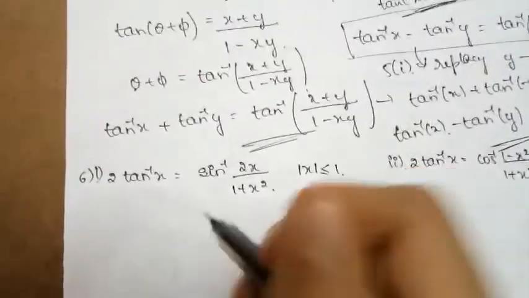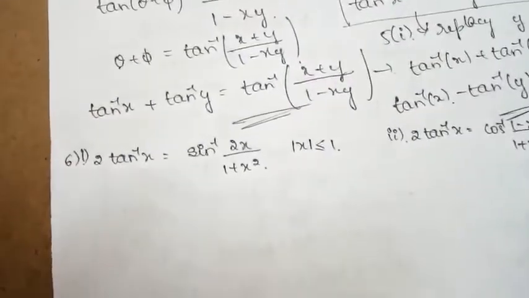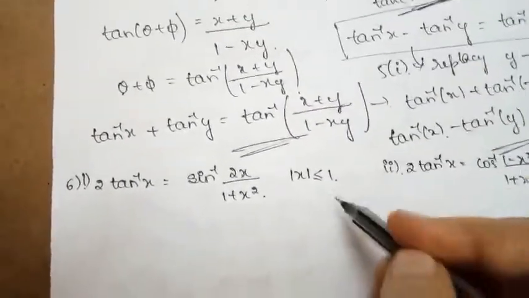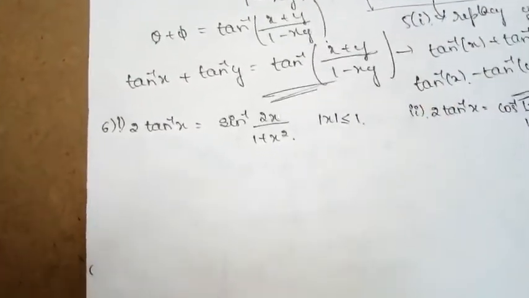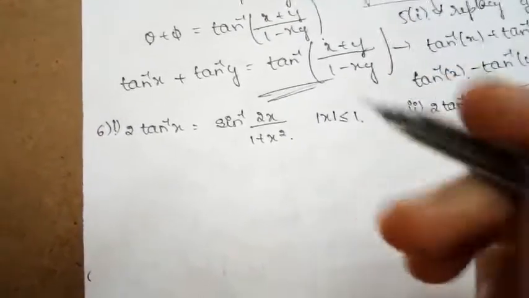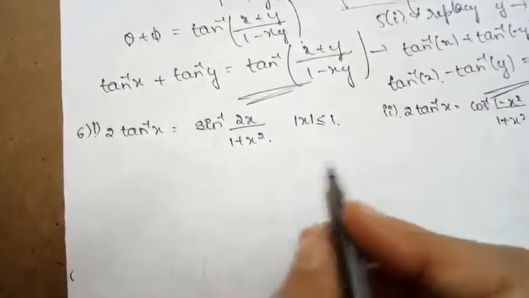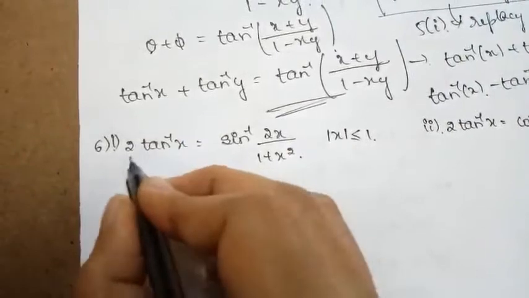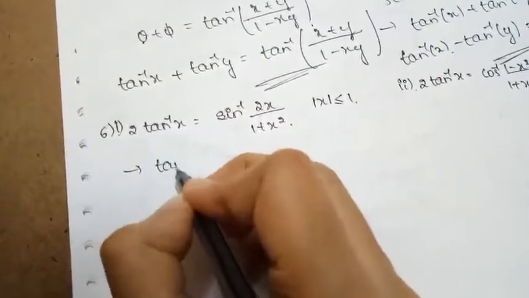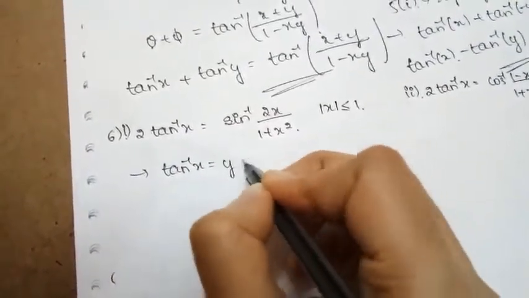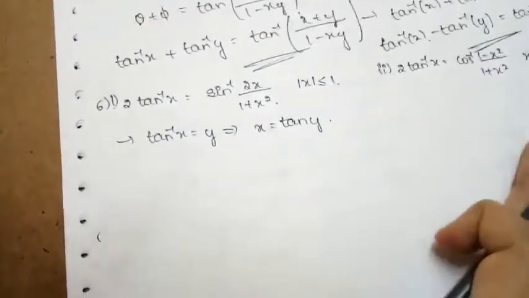The next property is like this: 2 tan inverse of x is equal to sine inverse of 2x divided by 1 plus x square, when mod x is less than or equal to 1. I think by looking at this, one of the identities might flash into your mind. You can pause the video and think, and after that you can play the video. So 2 tan inverse of x is equal to this. What I am taking here is tan inverse of x is equal to y. What does that imply? x is equal to tan y.